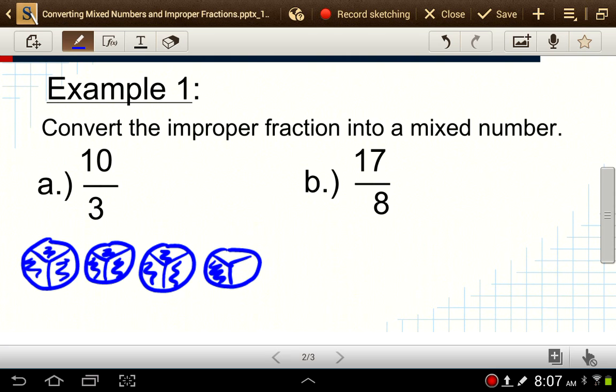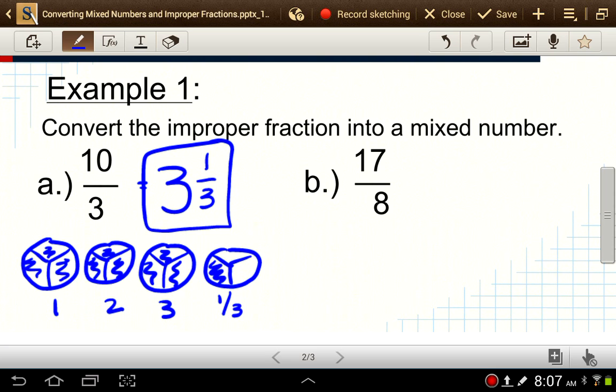Okay, now I'm converting this to a mixed number. So what is this as a mixed number? This is 1, 2, 3 whole amounts. And then I have 1 of the 3 of the other one. So 1/3 of that is filled in. So that's 3 and 1/3. That is my final answer. You would always look to see if you can simplify these also. In this case, you cannot.